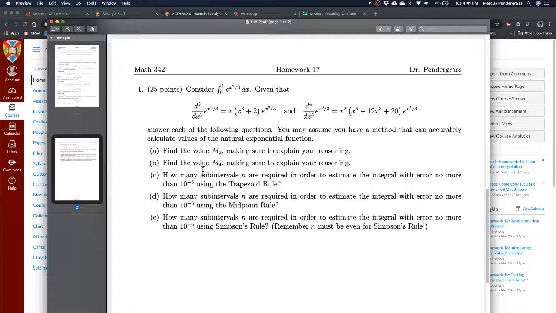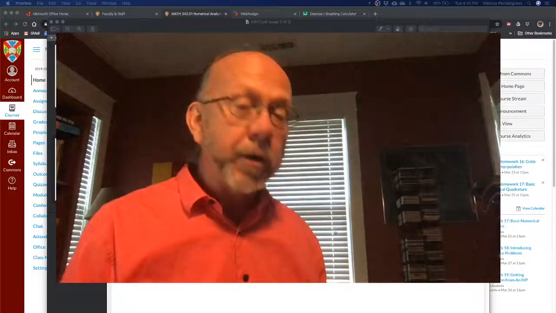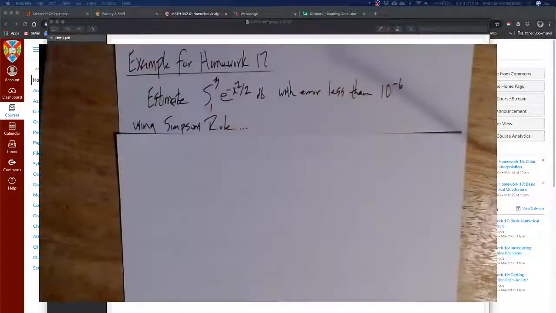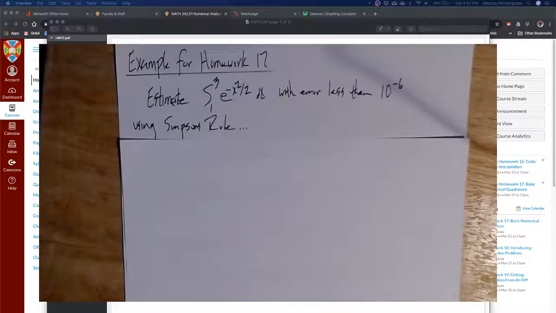What I specifically ask you to do is to figure out how many subintervals it would take for each of the rules in order to achieve an accuracy of at least 10 to the minus 6. So I had a little example. Actually, I'm going to use the same example that I used in class, or at least part of it. In class, we worked through the integral from 1 to 3 of e to the minus x squared over 2 using all three rules. Let me just do it using Simpson's rule in this short video, and I think you'll be able to see how the same concepts apply to the other two rules as well.